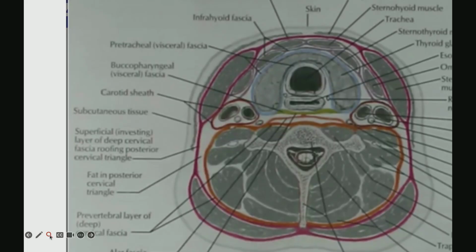Next important fascia, which is marked in orange color, is the prevertebral fascia. This encircles the scalene muscles. So when I want to do an interscalene block, my needle has to pass beneath the prevertebral fascia between the 2 scalene muscles.